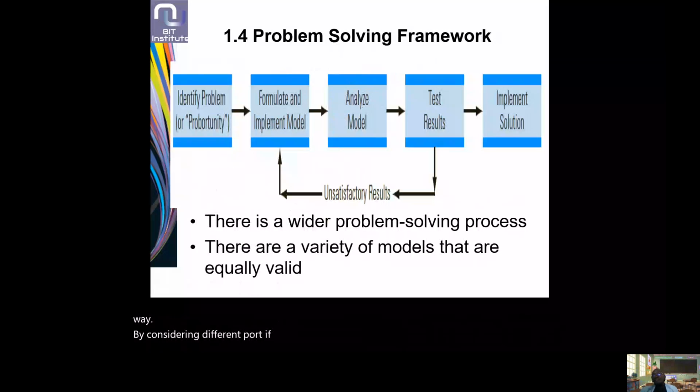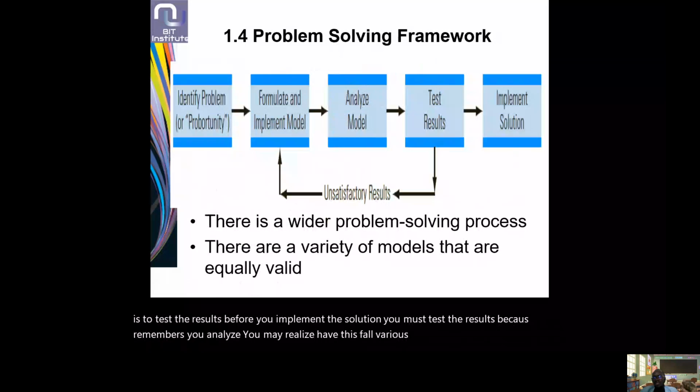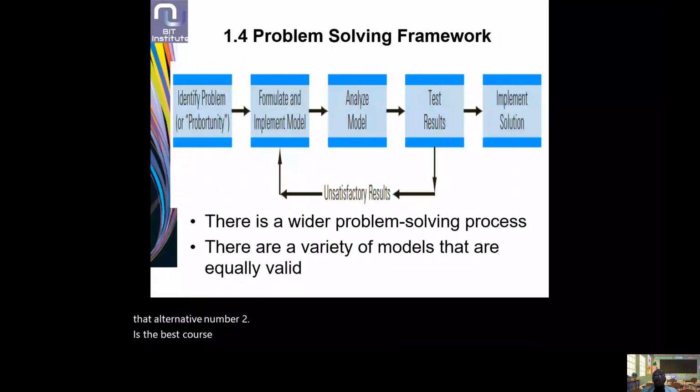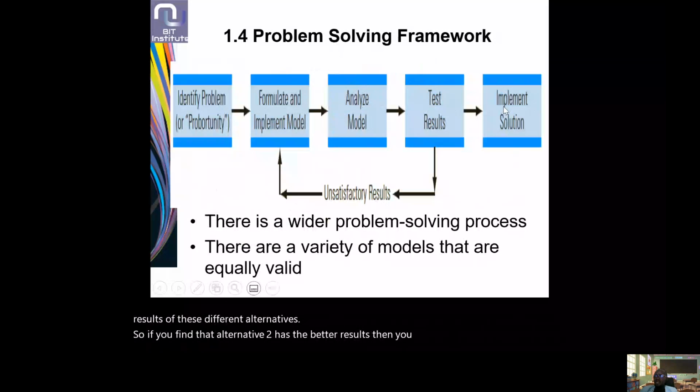The fourth phase, after considering various possibilities, is to test the results. Before you implement the solution, you must test the results, because remember, as you analyze, you may realize, I have these various courses of action, but we think that alternative number 2 is the best course of action that we should carry out. You then need to implement or test the results of these different alternatives. So if you find that alternative number 2 has the better results, then you implement that model in reality, right?